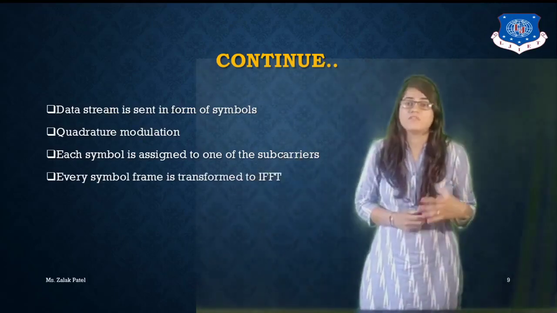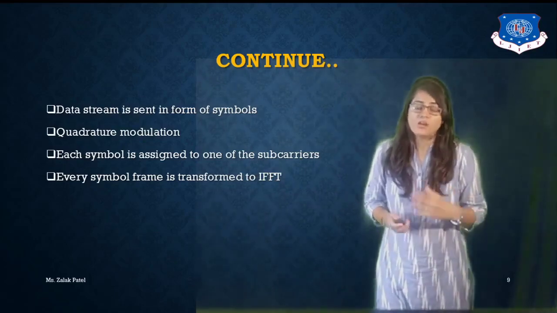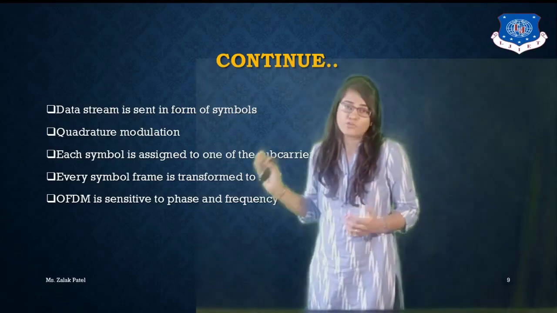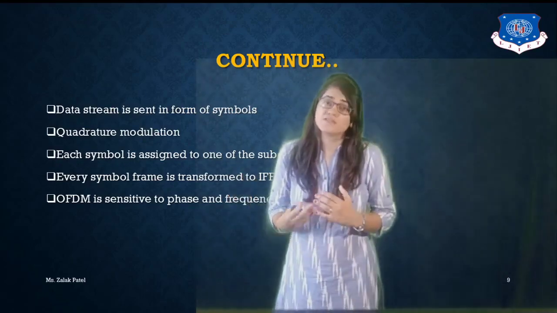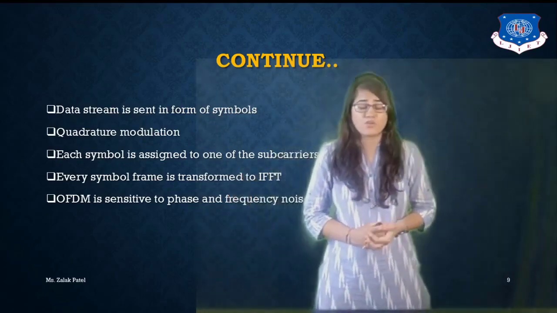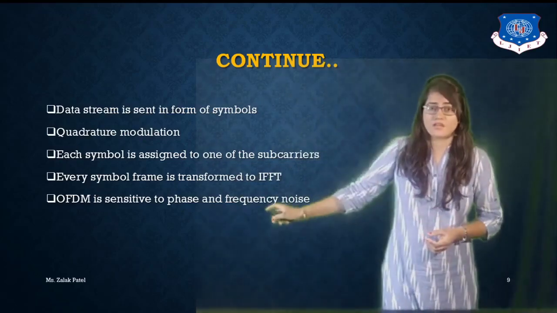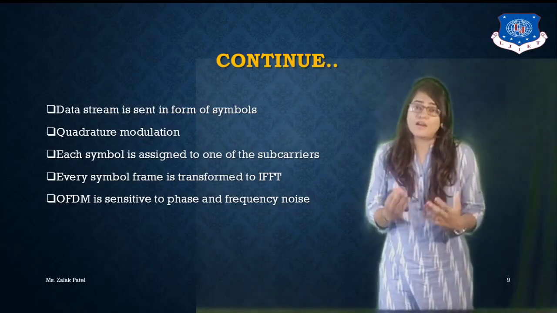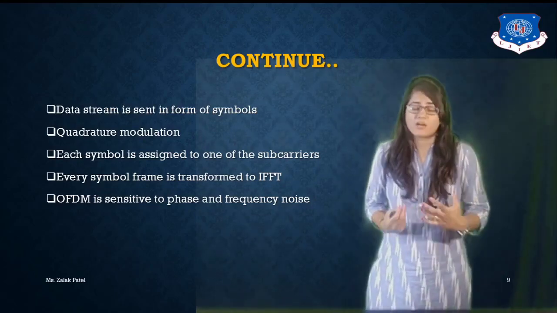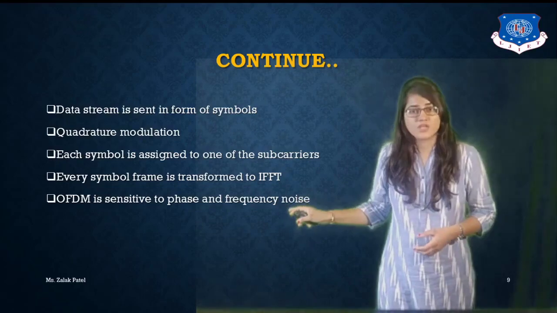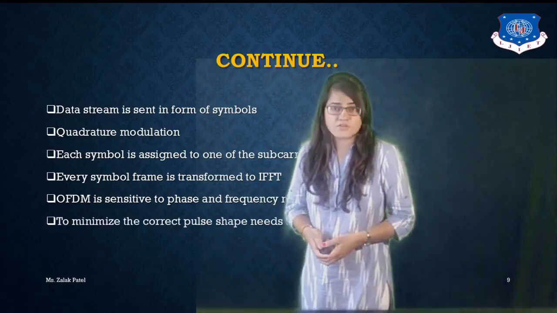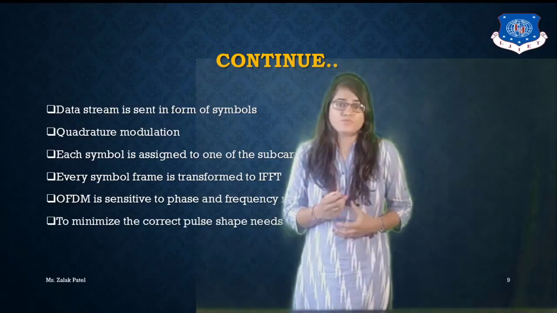Then we have to take the inverse fast Fourier transformation, and in both cases, for OFDM the limitation is that it is very sensitive to phase and frequency noise, so we should take care of that particular point, otherwise it will offer narrower bandwidth and more controllable power level compared to CDMA. So this is the limitation of OFDM, that it is very sensitive to phase and frequency noise. It is used for correcting the pulse shape as we needed.